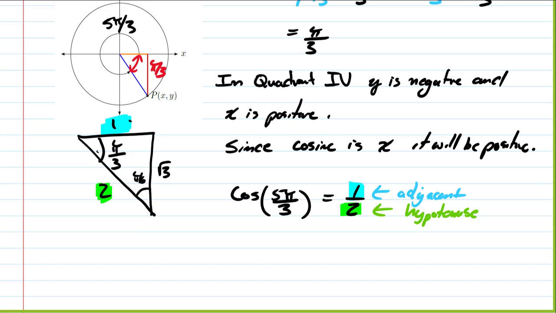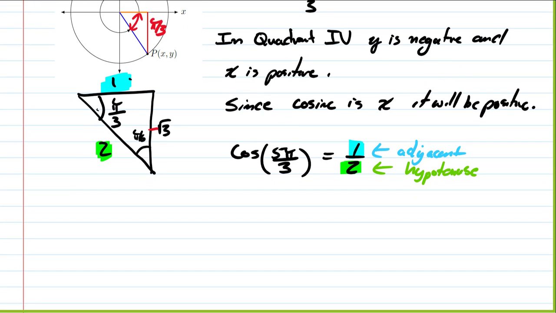So if we wanted to be technical, since we are in quadrant 4 and y is negative, that side of the triangle is technically negative square root of 3. And if you took the sine, y is negative in quadrant 4, and you would get a negative ratio, as you should.